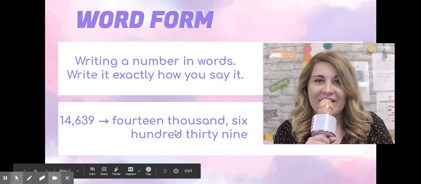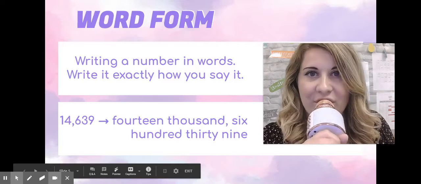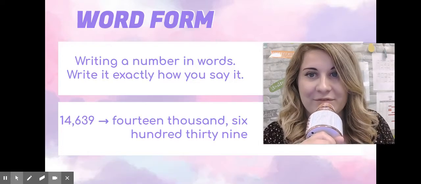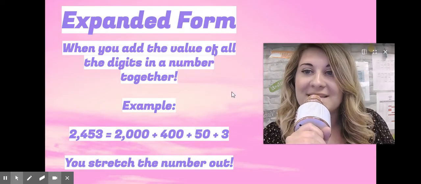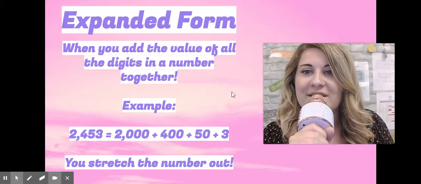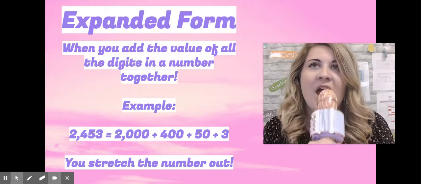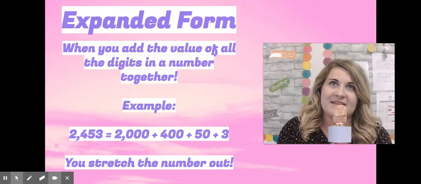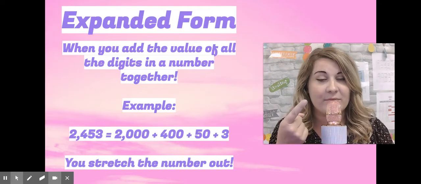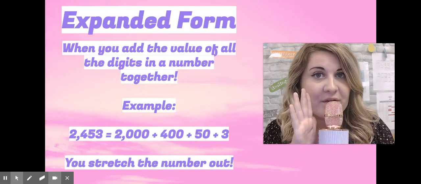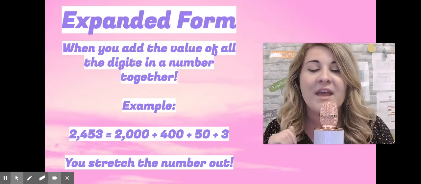The last and final form is what is called expanded form. Expanded form is super cool, because this is when you add the value of all the digits in a number together. Now, at the very first lesson, we talked about the two words, place and value. Place is where the number lives. Hint, hint. Place is where the number lives. You're going to see that again.